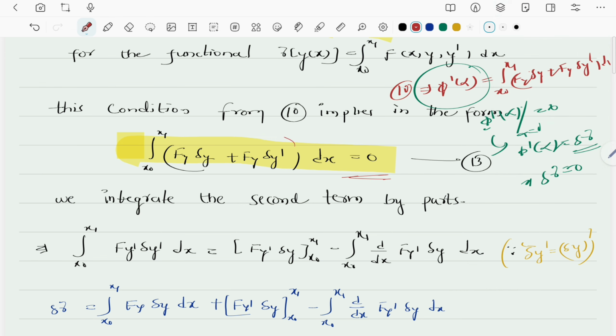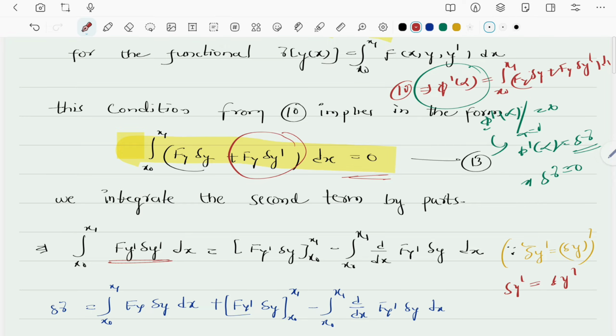Therefore, taking the integral from x0 to x1 of fy into delta y dash into dx, since the concept is clear, after integrating we get fy dash into delta y from x0 to x1 minus the integral from x0 to x1 of d by dx of fy dash into delta y into dx. That is the concept: the variation of the derivative is equal to the derivative of the variation, that implies delta of gamma.